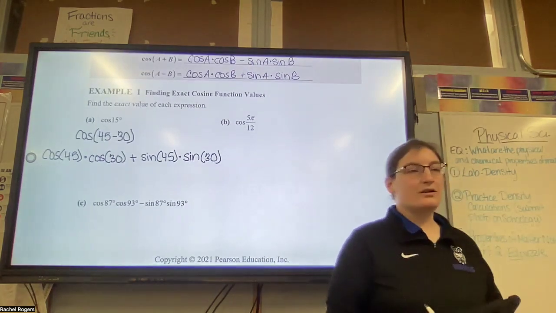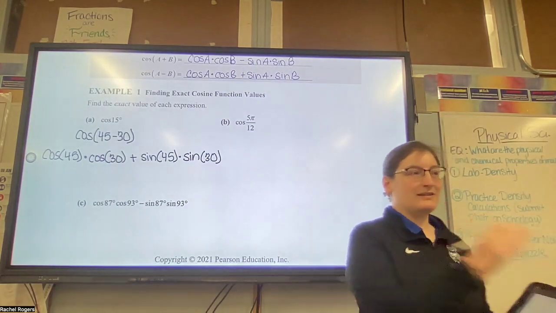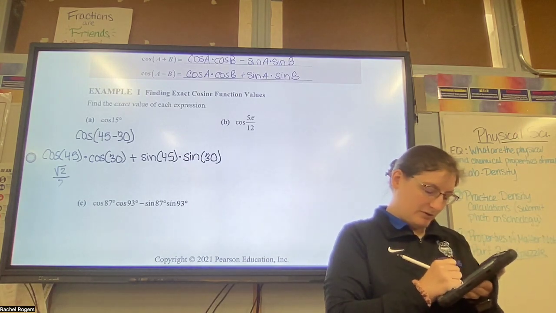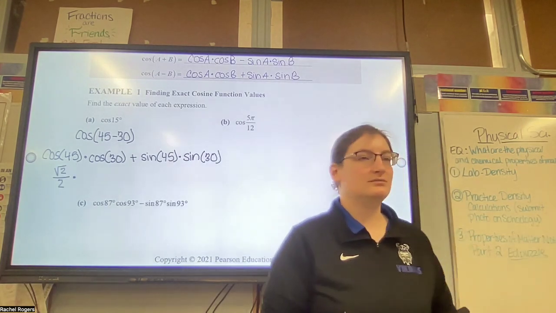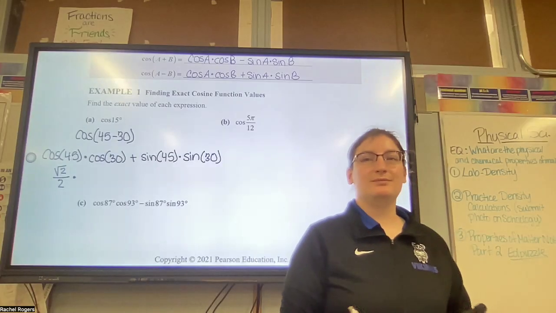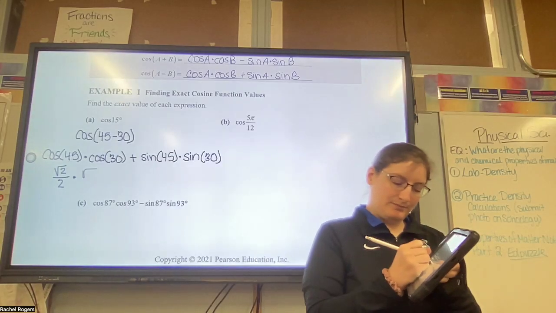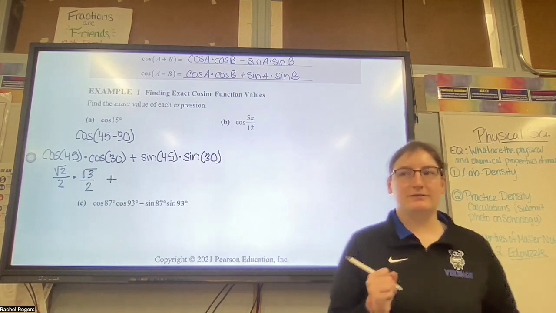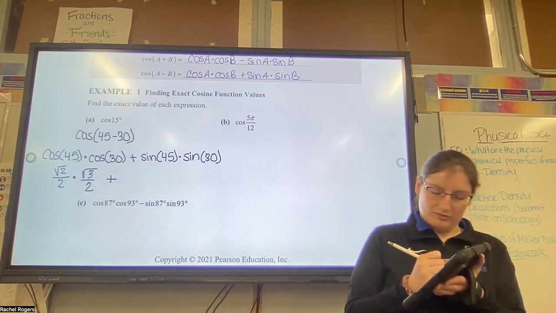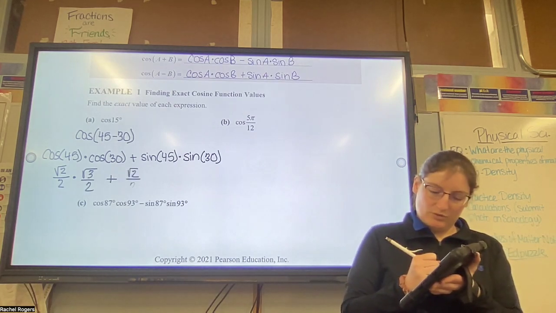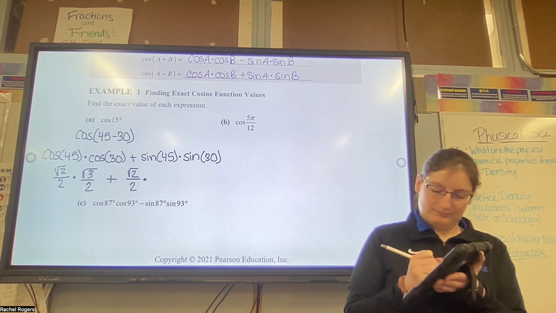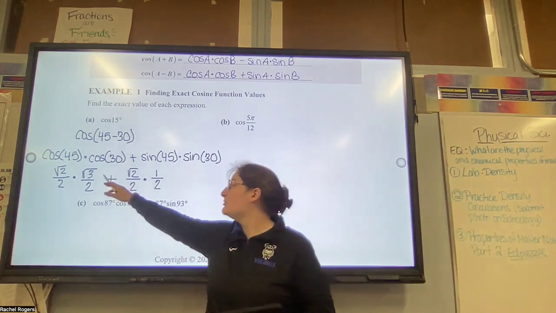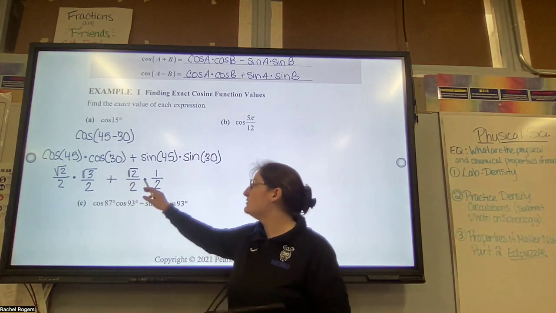All right, what is the cosine of 45? That's pi over 4. Root 2 over 2. What is the cosine of 30? Root 3 over 2. Plus, what is the sine of 45? Root 2 over 2. And what is the sine of 30? 1/2. Okay, so we have root 2 over 2 times root 3 over 2 plus root 2 over 2 times 1/2.